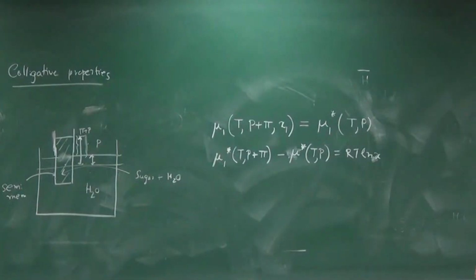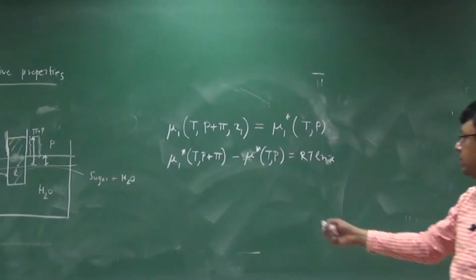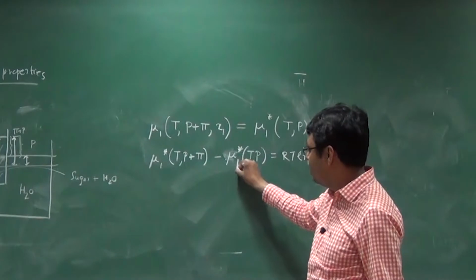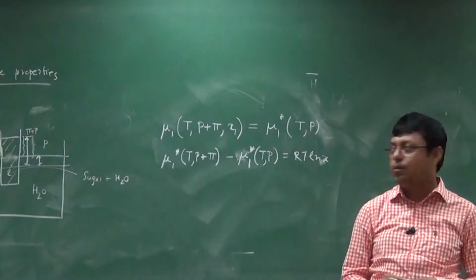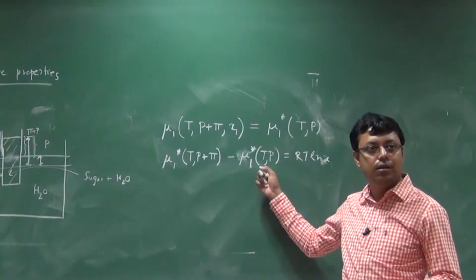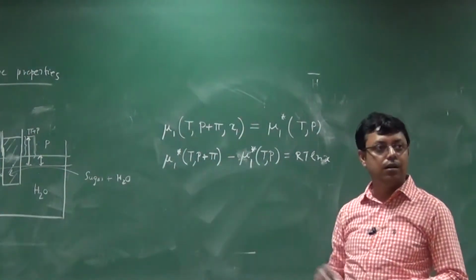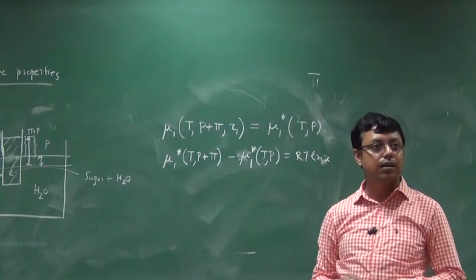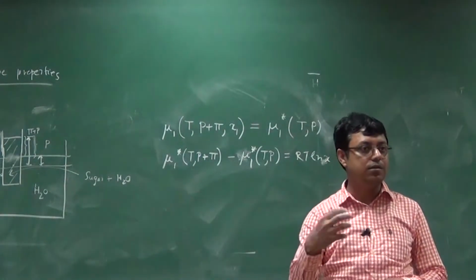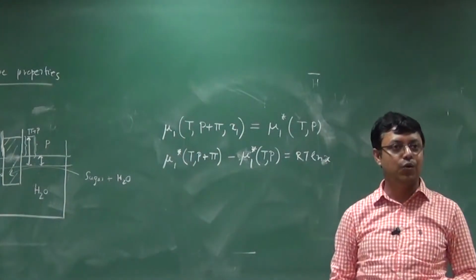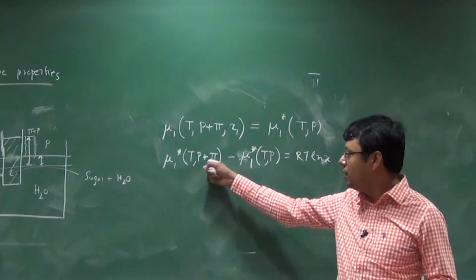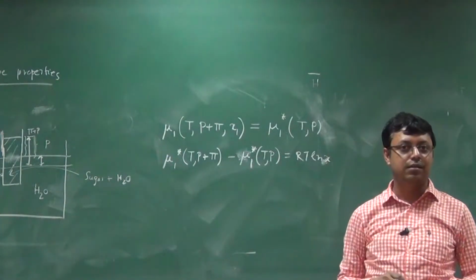Now look at it. This is slightly different now. In the earlier case, we were writing mu1 at the same temperature and same pressure, but in different phases. One was in the solid phase, one was in the liquid phase. Here, both are in the liquid phase. The difference is here, P plus pi and P.